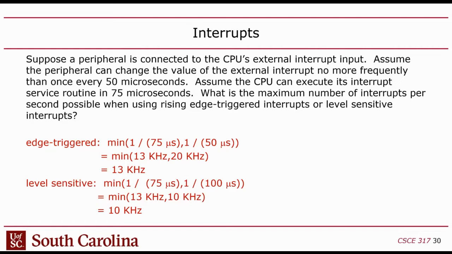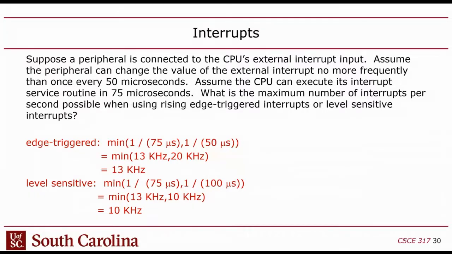So for the edge triggered, the fastest you can do it is, well, of course you're limited. If the CPU does nothing but run the interrupt service routine, it'll be once every 75 microseconds, because it can only service one interrupt at a time.